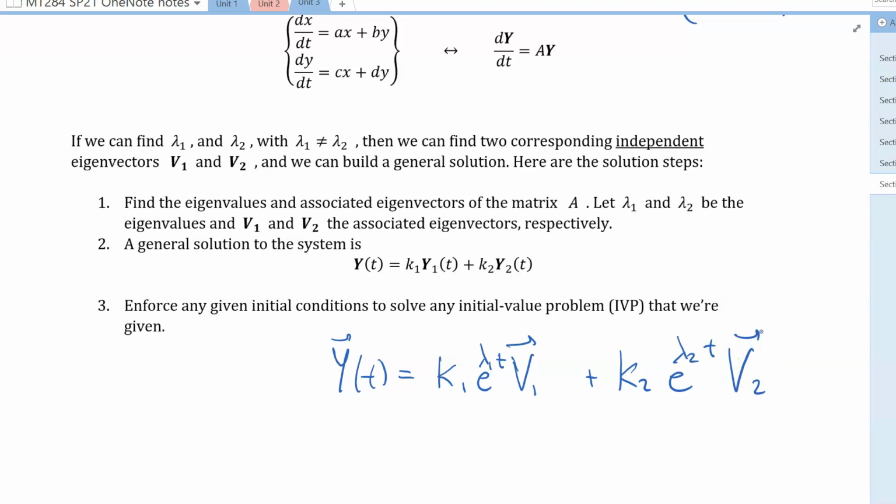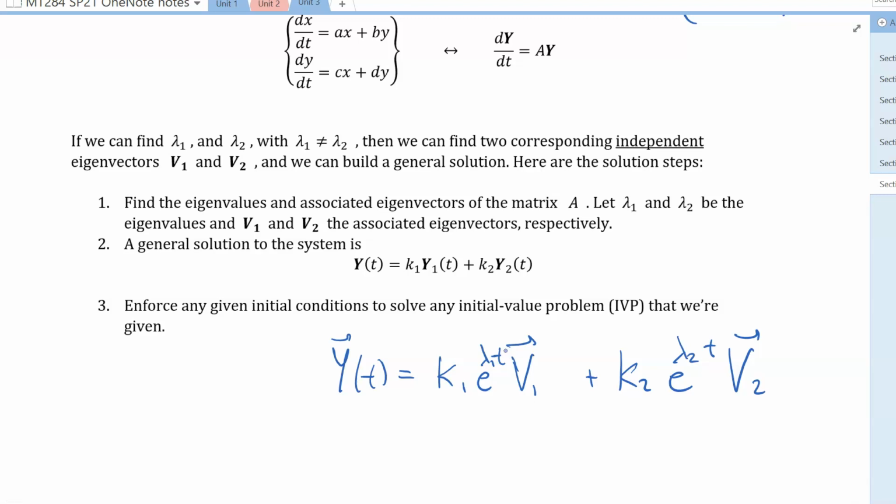So we've got even more explicit information about how the general solution is going to look. It's going to be our function y of t, which is a constant times e to the lambda 1 t times our eigenvector v1. And then the second term is likewise an arbitrary constant times e to the lambda 2 t, and then times the fixed vector v2.